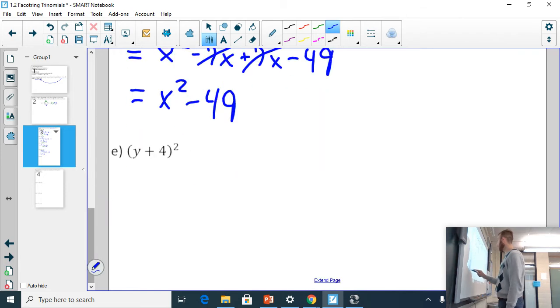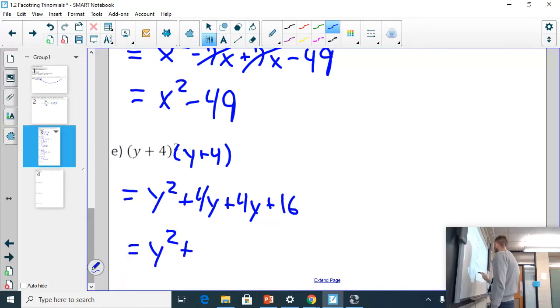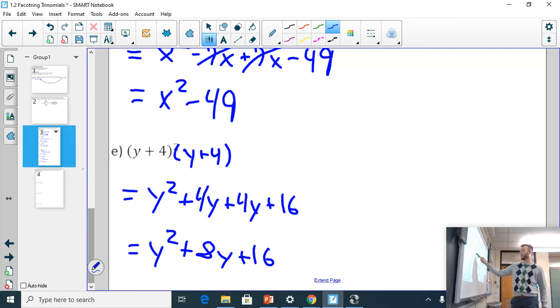Remember, y plus 4, the entire thing squared, actually means y plus 4 times y plus 4. And let's try and notice the pattern here. We're going to get y squared plus 4y plus another 4y plus 16. And this pattern is a little more difficult to see, but we can kind of see that the end here is a perfect square, like when we have this squared here. The end is a perfect square, and the middle is double this 4. Just something to kind of notice and take in mind.